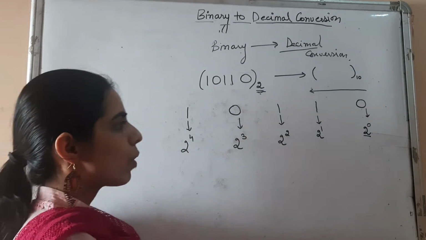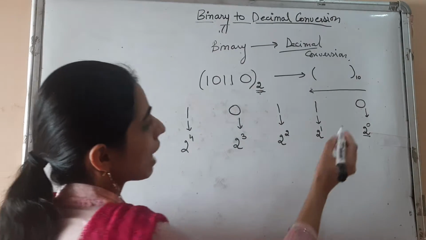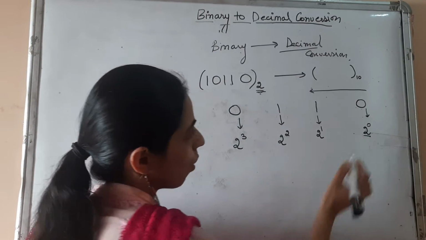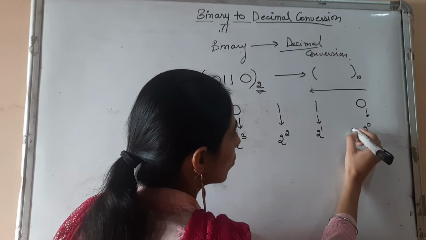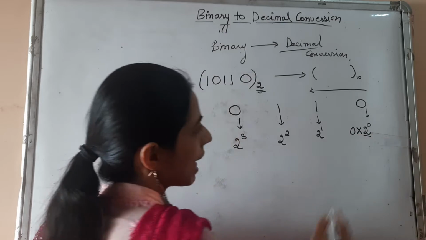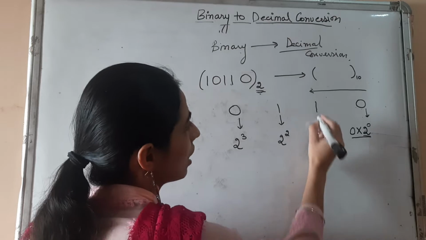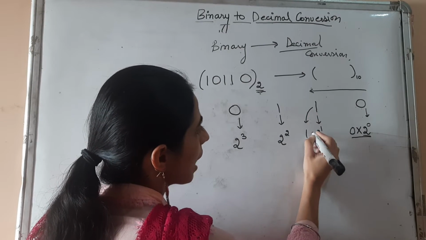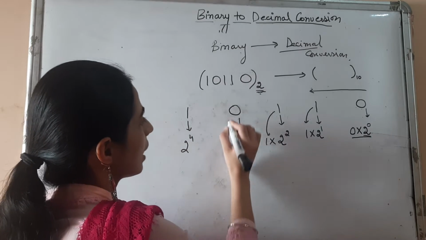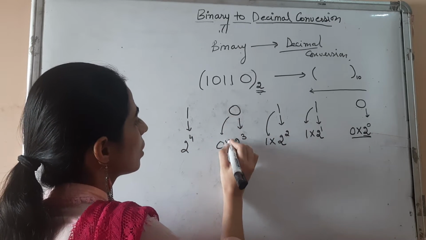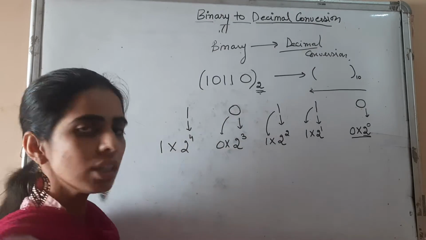Now the next step, very carefully please look. I will copy this digit before this one. I have to multiply each digit with the power I have written. So I will copy in the same manner: 1 into 2 to the power 2, 0 into 2 to the power 3, and 1 into 2 to the power 4.